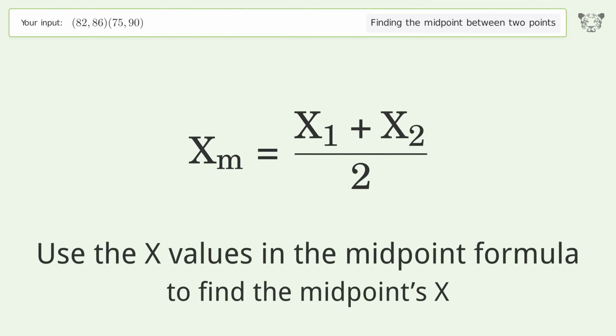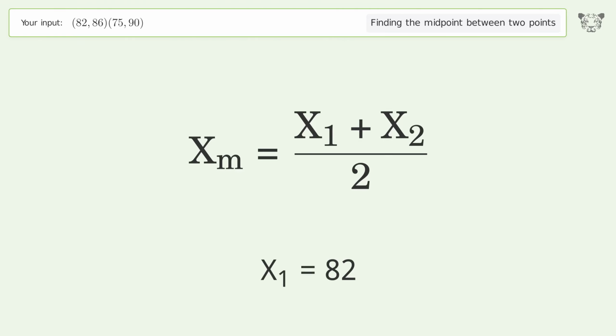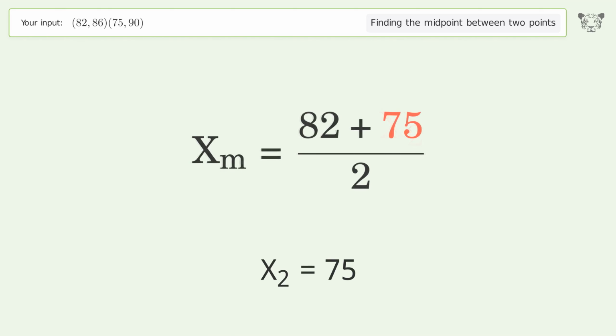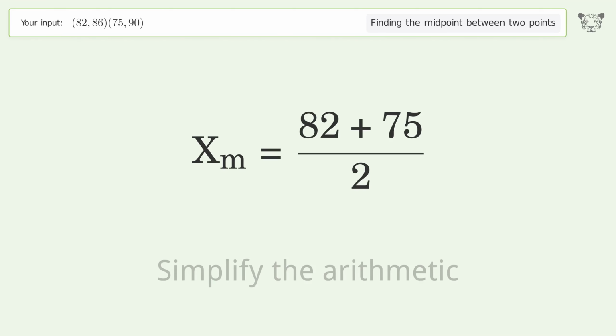Use the x values in the midpoint formula to find the midpoint's x. x1 equals 82. x2 equals 75. Simplify the arithmetic.